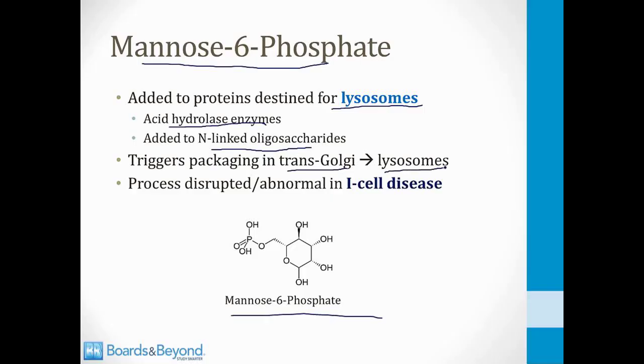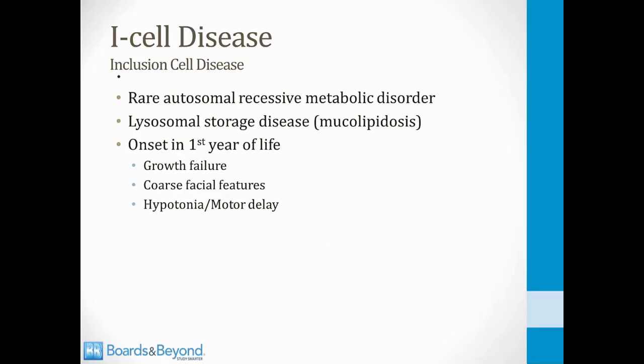And the reason we care so much about this particular modification is because this process is abnormal or disrupted in a rare disorder called I-cell disease. I-cell disease stands for inclusion cell disease. It gets this name because of characteristic findings seen under the microscope in affected individuals. This is a rare autosomal recessive metabolic disorder. It is an example of a lysosomal storage disease called a mucolipidosis. And in fact, I also discuss I-cell disease in the biochemistry section in the video on lysosomal storage diseases.